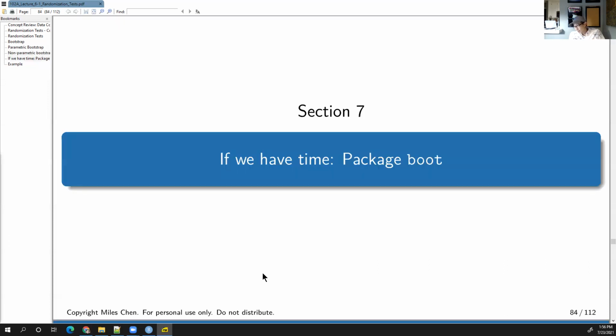Okay, we don't have time for package boot. Some of you might be interested in package boot, so you can take a look at this, but you don't have to. I will not test you. I will not put package boot on the final exam, and so we will end here.